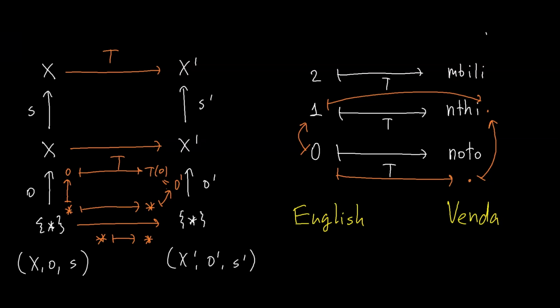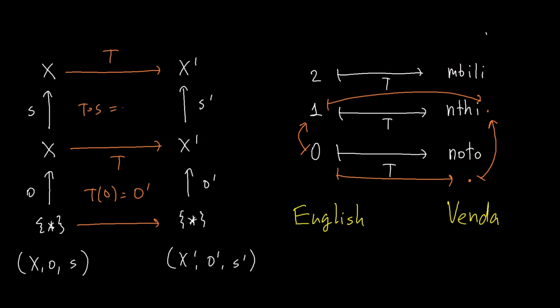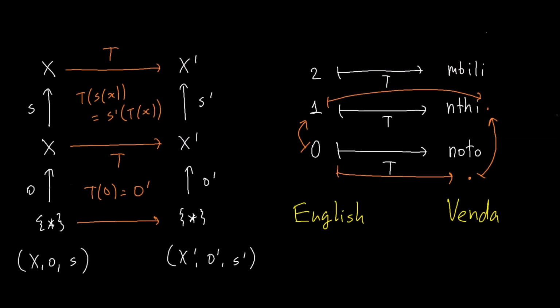So the two rules we get are that, firstly, t of 0 must equal 0 prime, and secondly, t composed with s must equal s prime composed with t. Or if I write it with elements, t of s of x must equal s prime of t of x. So this is how morphisms are defined between counting systems.